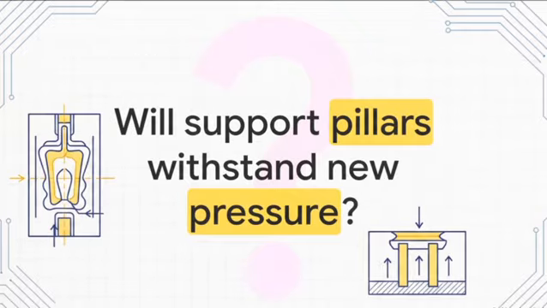I want to leave you with a provocative thought to ponder. Remember, these formulas, they don't exist in a vacuum. Let's say you decide to widen your gate to fill the mold faster. While doing that, might alter the internal pressures. So will your support pillars still withstand that new dynamic? It's a great reminder that injection molding is one single, highly interconnected system. Change just one variable, and the whole blueprint shifts.